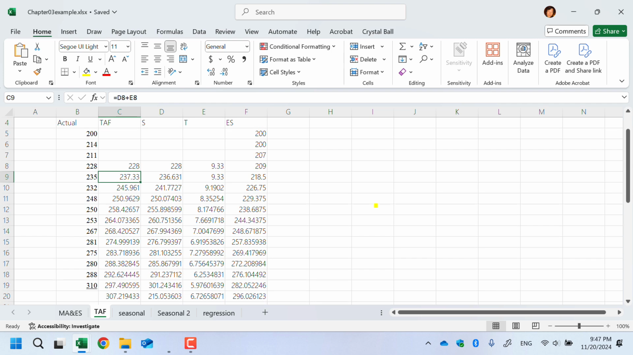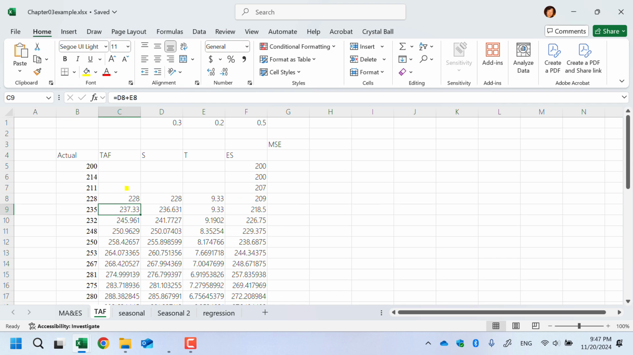Okay, TAF is trend adjusted forecast. So this is just exponential smoothing, right? This is just the TAF. So at the beginning, because the TAF is using the 2 exponential smoothing, so we have to just take the original number. How can I get a T here?